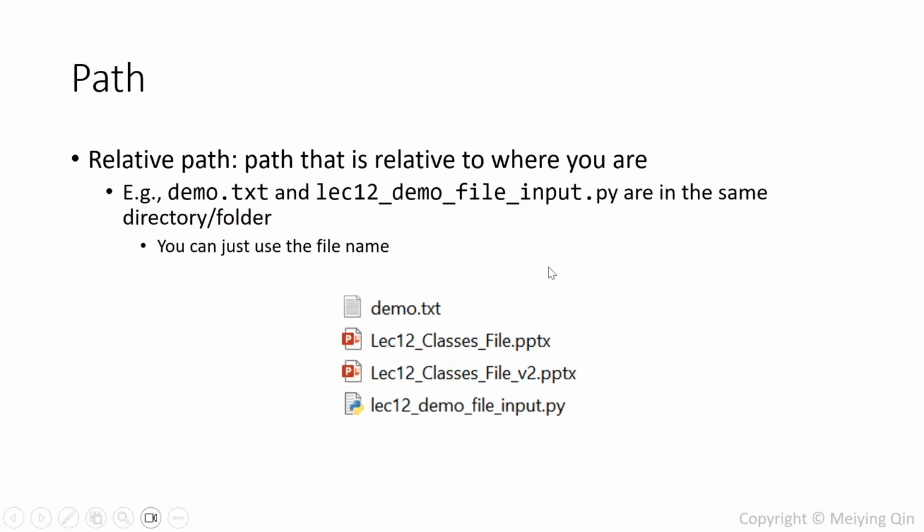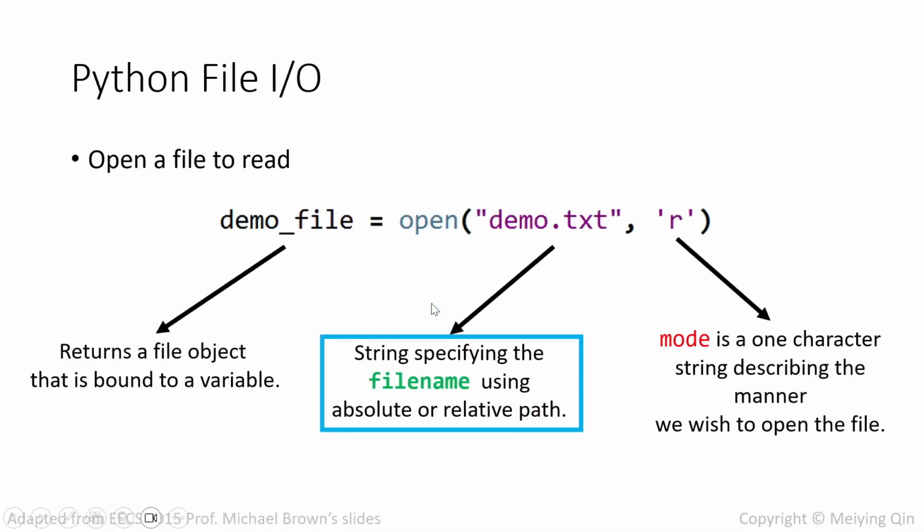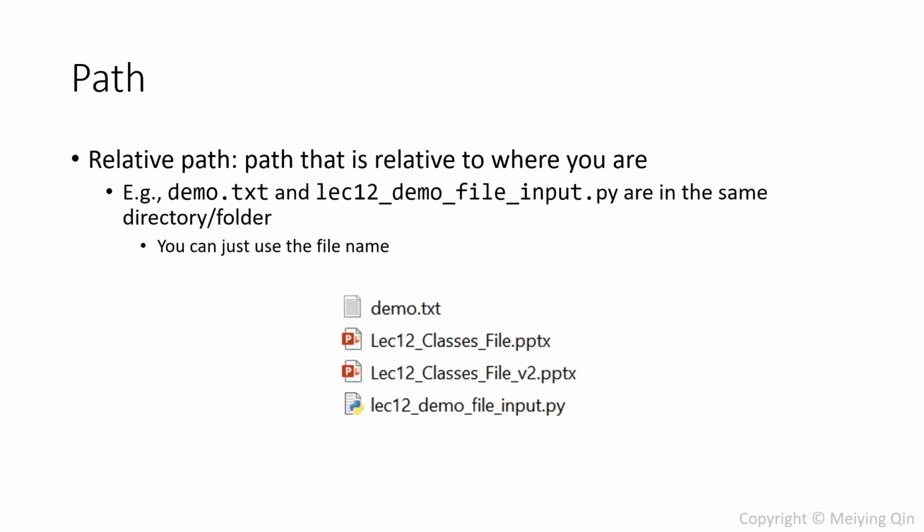So as you see here, relative path is the path that is relative to where you are now. For example, demo text and your Python file here, if they are in the same folder, same directory, then you can just use the demo text as I used here. So it means that you have that text file in the same folder as your Python file.